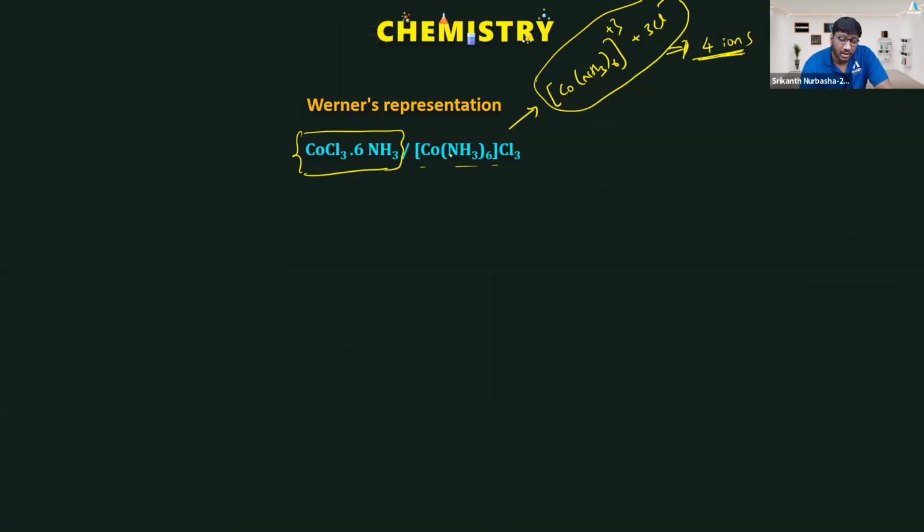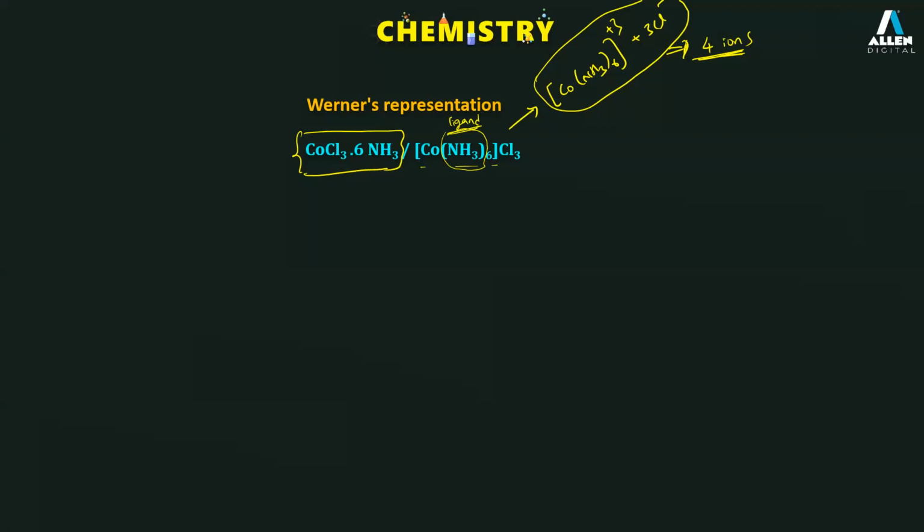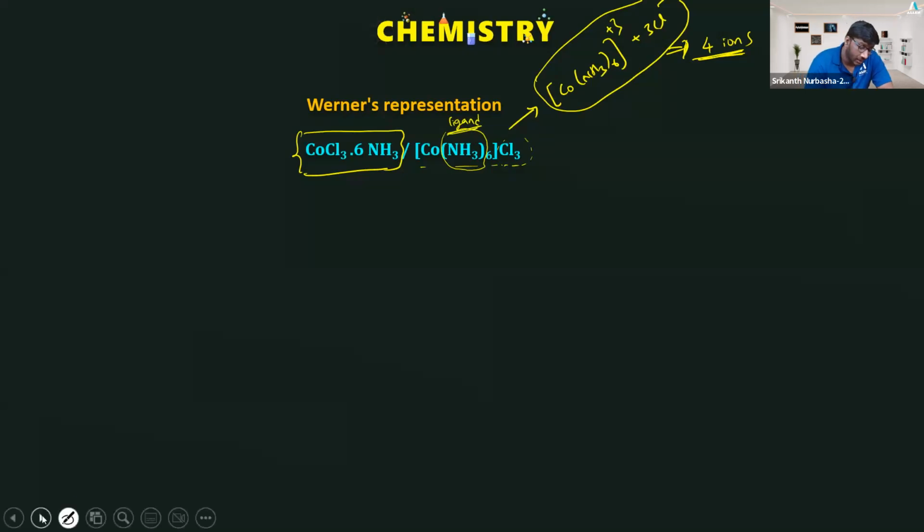In this complex, which are the ligands? Ammonia are ligands. So which are the secondary valencies? NH3. And the primary valencies? Cl-. Chloride ions are the negatively charged ions supporting the primary valency. Ammonia molecules are ligands bonded to cobalt, so they act as secondary valencies.